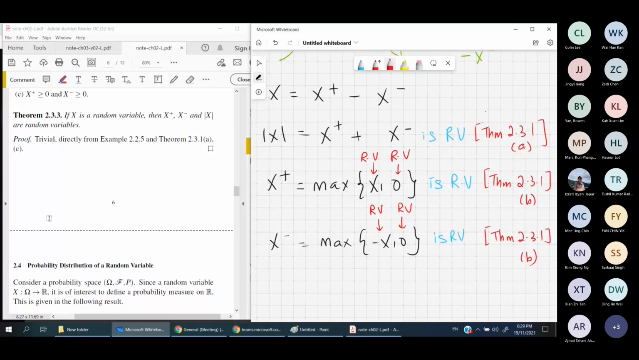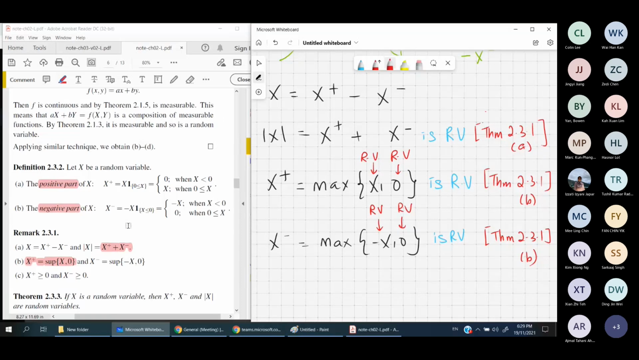So let's come back to here. So we can see actually a lot of functions that we can tell are random variables, including x plus and x minus and modulus of x as well.